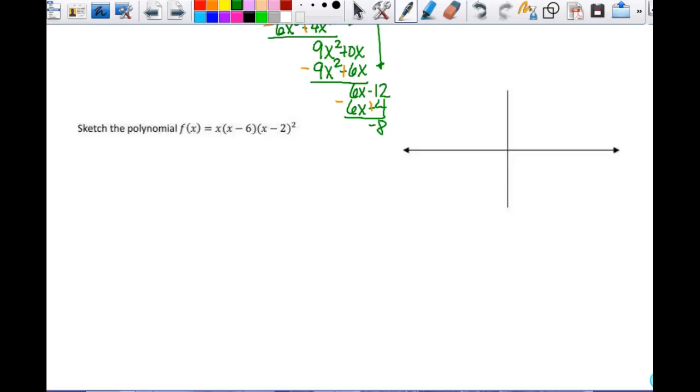Then I need to sketch this polynomial. In order to do that, I need to know a few things. The first thing I need to know is where my x-intercepts are. On the assignment, you had to ask for x-intercepts and put them as ordered pairs because it asked for x-intercepts. It doesn't really ask you here.